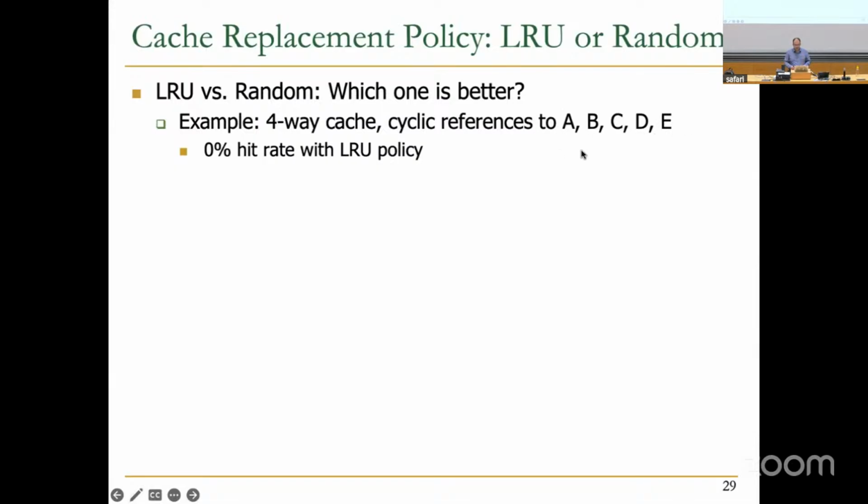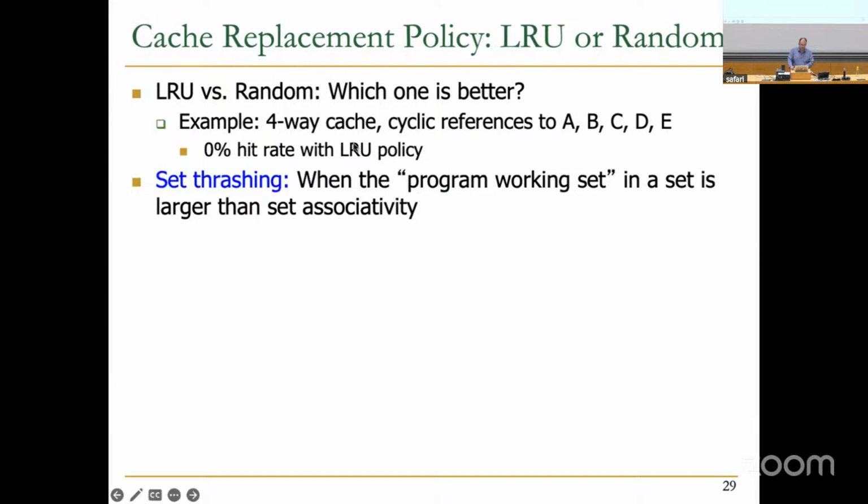Because it's a cyclic reference, the next A that you're going to access is going to be a miss again. Then you need to bring in A, and your least recently used is B, so B is going to be a miss also. In the end, you're going to have a 0% hit rate with the LRU policy. That's a problem that we call set thrashing, when the program working set in a set is larger than the set associativity. Here, for example, we have 5 blocks that we are accessing consecutively, and these blocks can cause thrashing in the set.